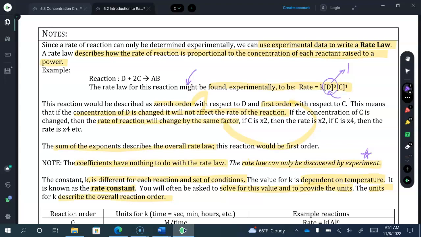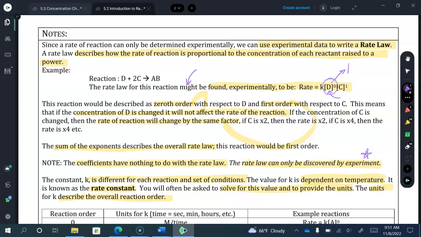So this reaction would be described as 0th order with respect to D, and first order with respect to C. This means that if the concentration of D is changed in any way, it does not affect the rate of the reaction. Very few reactions are actually 0th order, but in this case, for hypothetical reasons, D is.